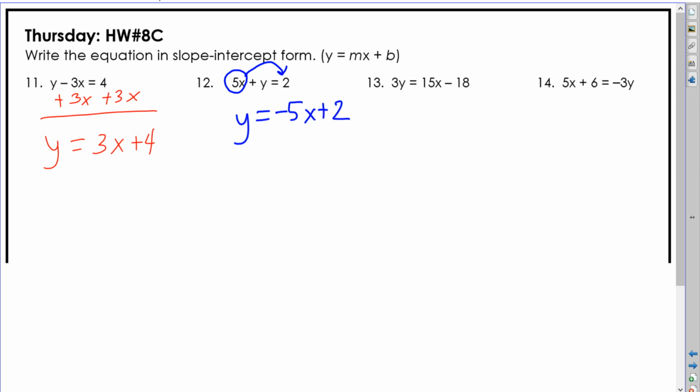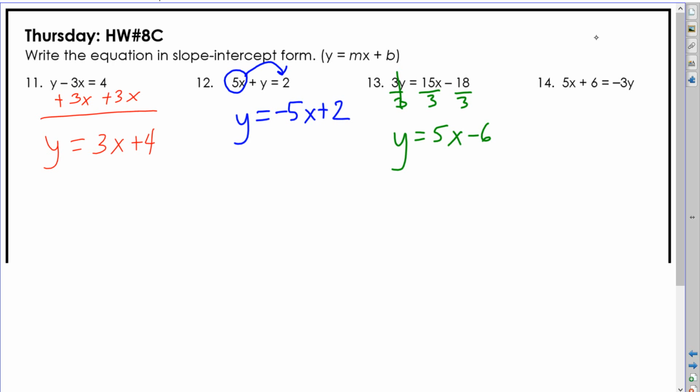For question 13, the y doesn't have anything being added to it. It has a coefficient that's being multiplied to it. So we're going to use division to separate these terms. So dividing by 3 leaves us an invisible 1, and dividing the rest of the terms by 3 gives us a 5x and a -6.